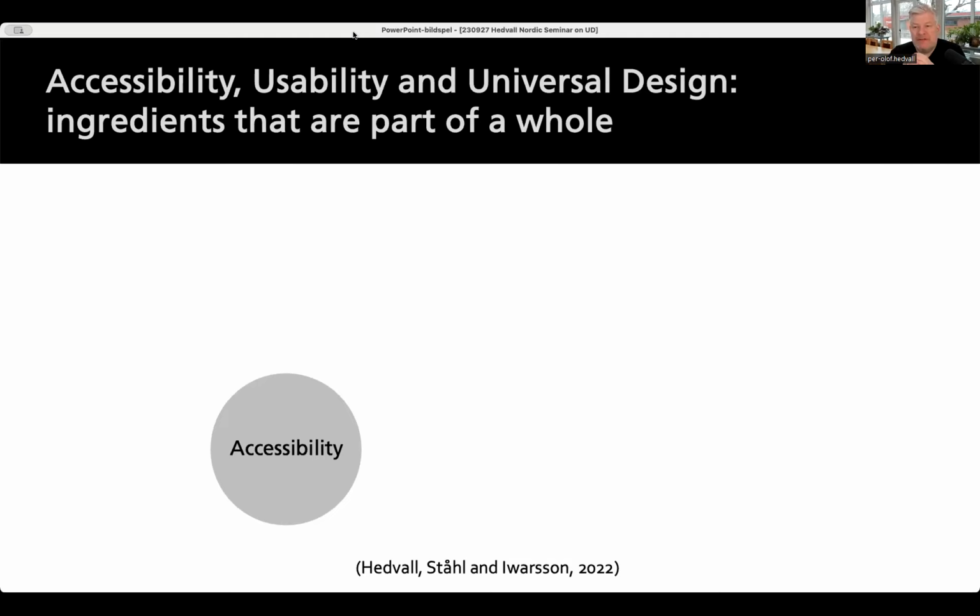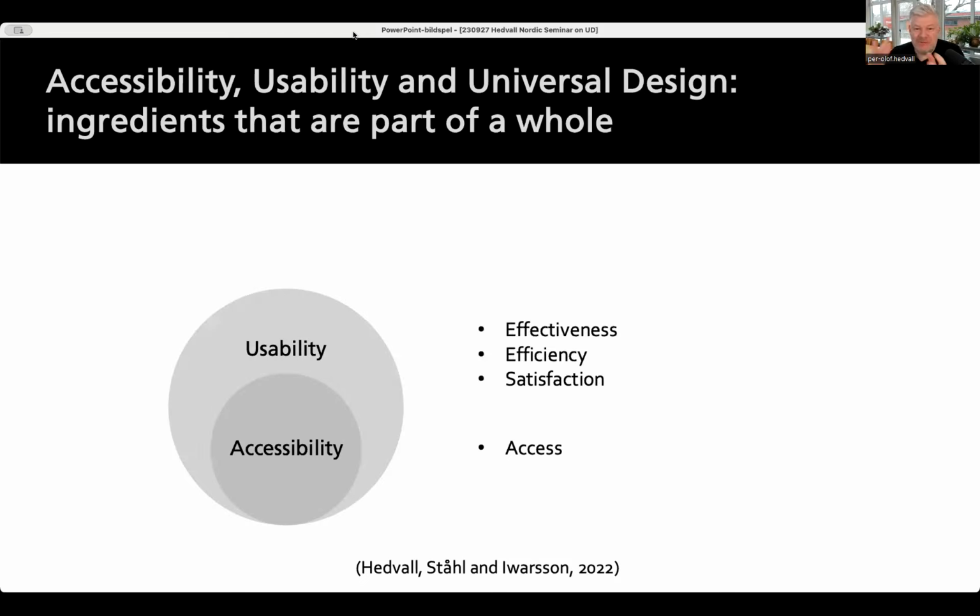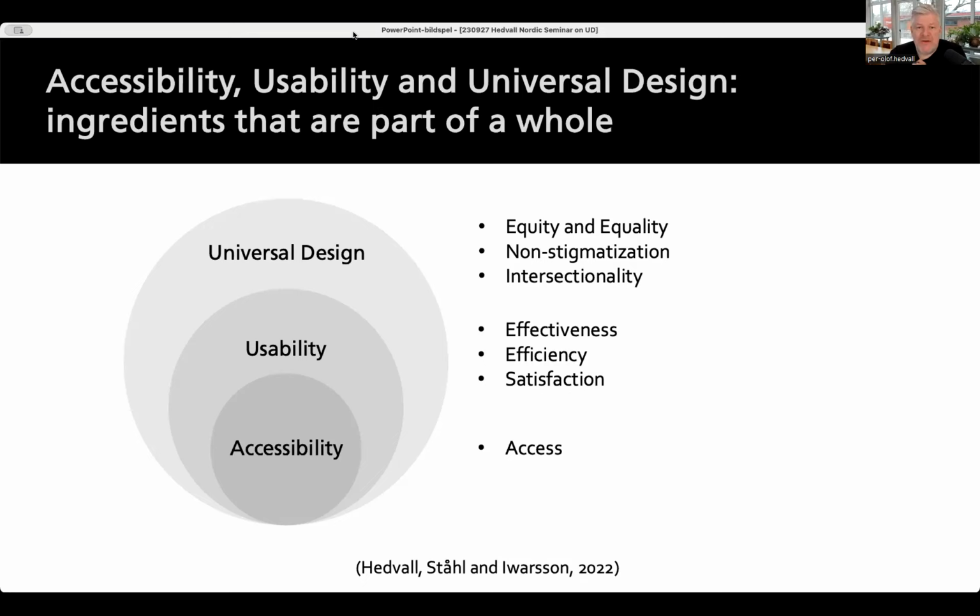On the screen now, there's a bubble. It says accessibility. Accessibility is a measurable concept that is used in Swedish legislation right now, relating to access. But in Swedish regulations, we also have usability, which traditionally at least has to do with effectiveness, efficiency, and satisfaction. And to that, we now add a 3rd bubble. So now on the screen there are 3 bubbles. Universal design, which is focused on equity, equality, non-stigmatization, and intersectionality.